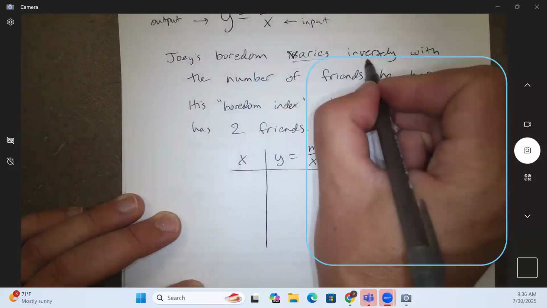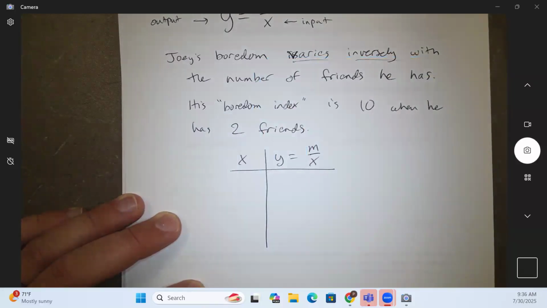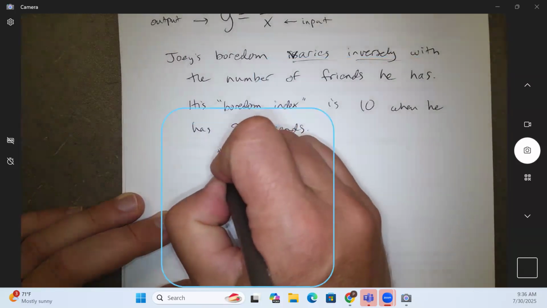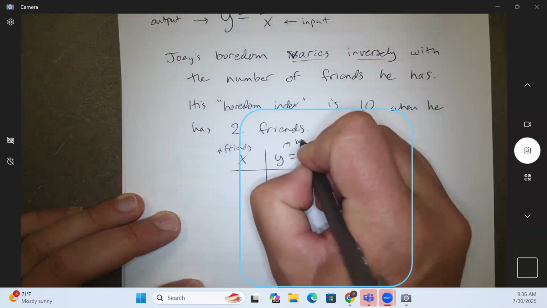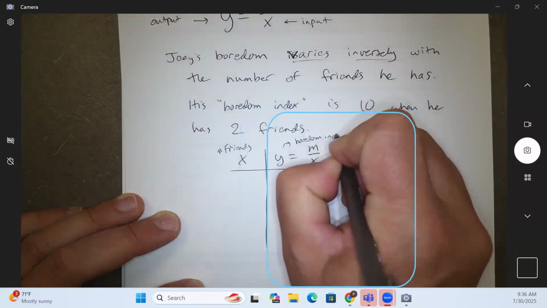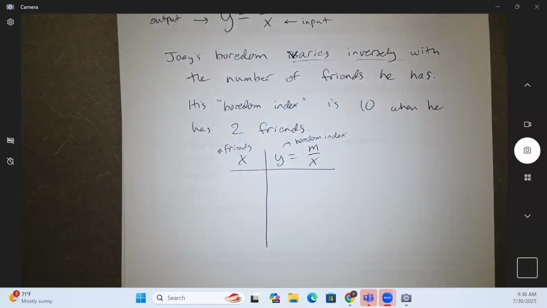Using the varies inversely, right? That's our step 1. So let's explore this a little bit. X is the number of friends. Y is this boredom index. Bigger numbers mean he's more bored. Smaller numbers mean he's less bored.